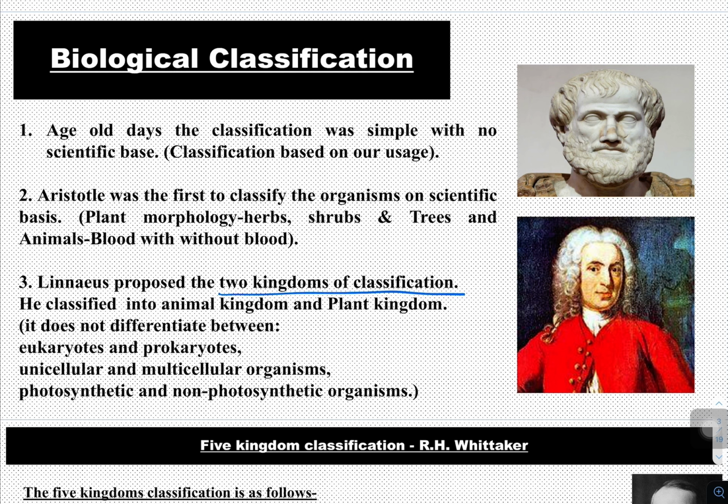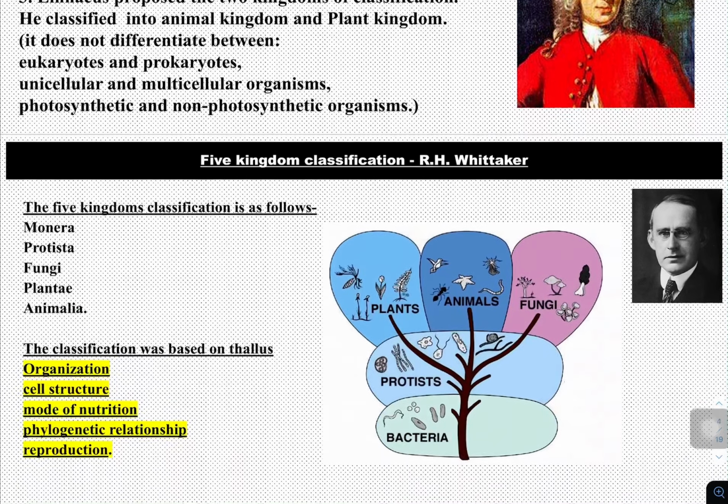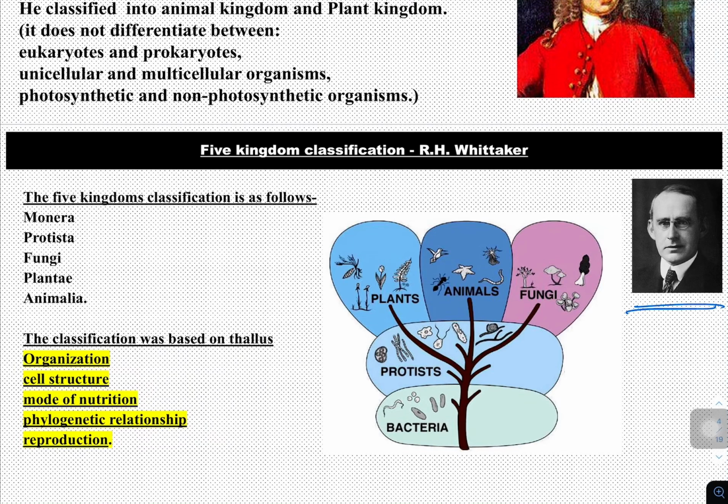So Linnaeus gave the 2-kingdom classification. As the days moved on, even this lost its importance, and the next scientist is R.H. Whittaker, who proposed an ultimate system of classification which is even in use till today, the 5-kingdom classification. He classified organisms into 5 kingdoms. That classification was based on their organization, how the structure of the cell is, their mode of nutrition, their phylogenetic relationship, and their reproductive characters or reproductive structures. He considered all these aspects.